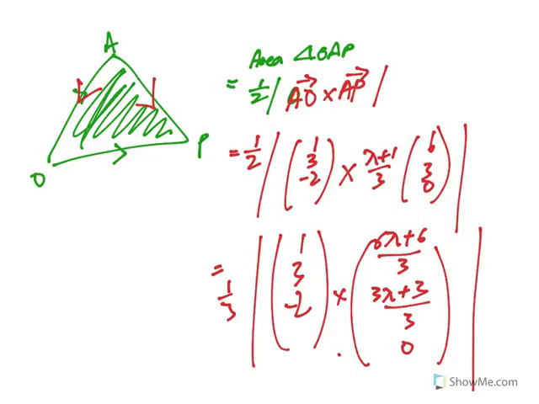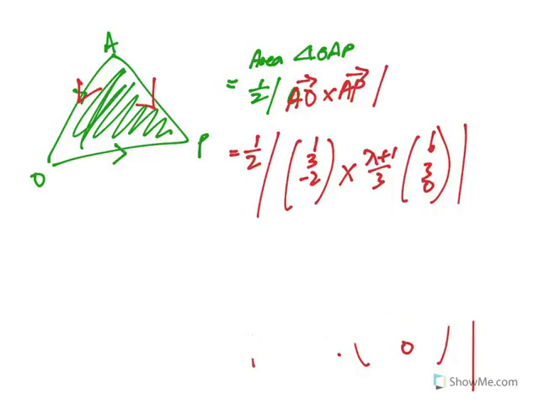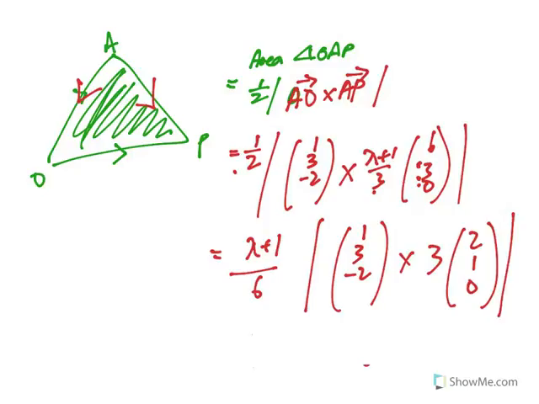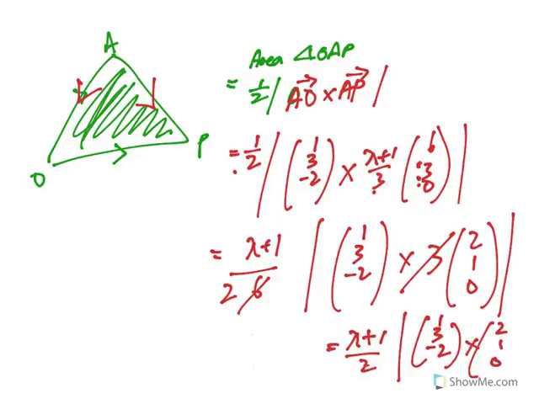Take out... very good. I like it that you all correct me. So take out the lambda plus 1. Then 3 and 2, I get 6. You all saw the 3 here, right? So I take out 3, 2, 1, 0. Smaller the number, the more you're happy. This 3 also I can take out. I take out the 3, cancel this one, become 2. So I have lambda plus 1 over 2 vector product 1, 3, negative 2 with 2, 1, 0.